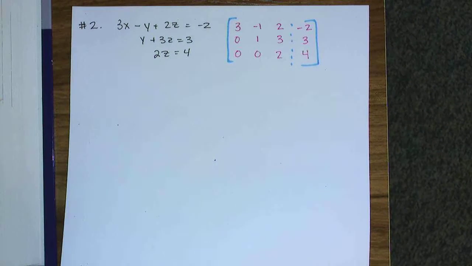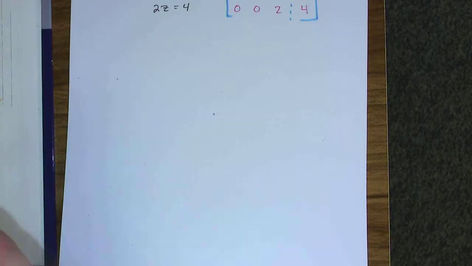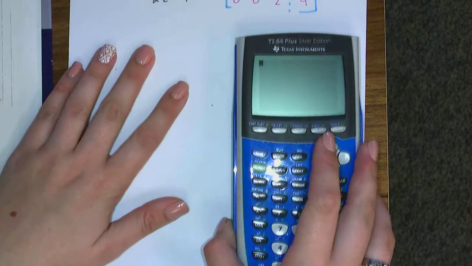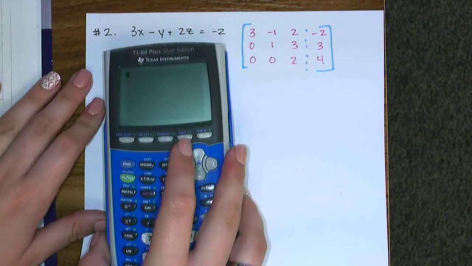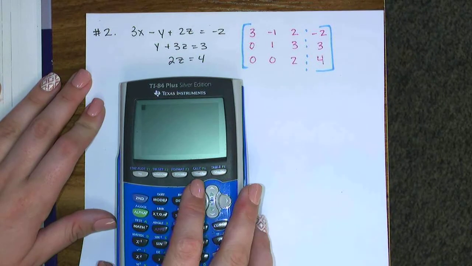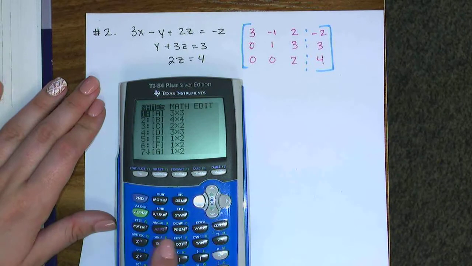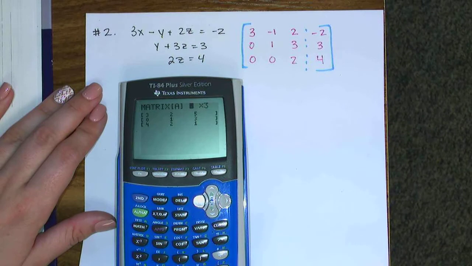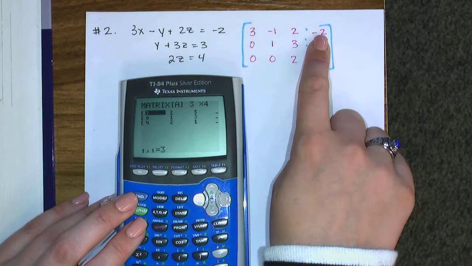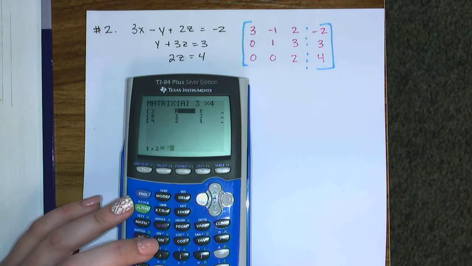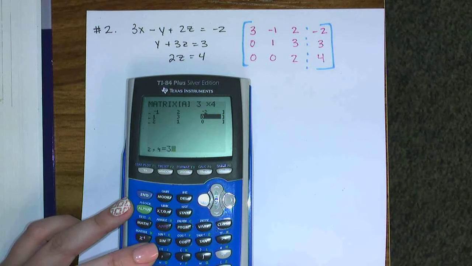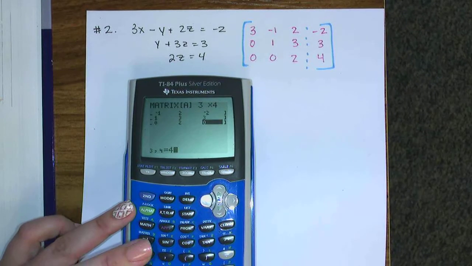So now you're going to type this in your calculator, so you're going to need a 3x4 matrix. Trying to get the lighting so you can see it. Alright, so you're still going to second matrix, edit, and pretty much all these are going to end up being a 3x4. You're just going to type these numbers in order. So 3, negative 1, 2, negative 2, 0, 1, 3, 3, 0, 0, 2, 4.